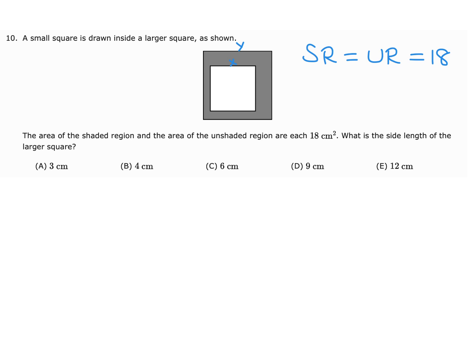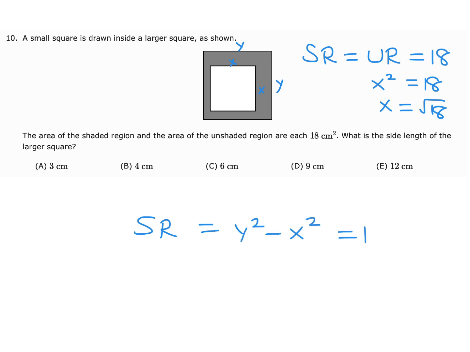So the shaded region, I believe, would be... sorry. The unshaded region is x squared, according to how I labeled it x. So that's going to be 18. So x is root 18. And then the shaded region, that's going to be, let me think about this, y squared minus x squared, right? And that's also equal to 18.